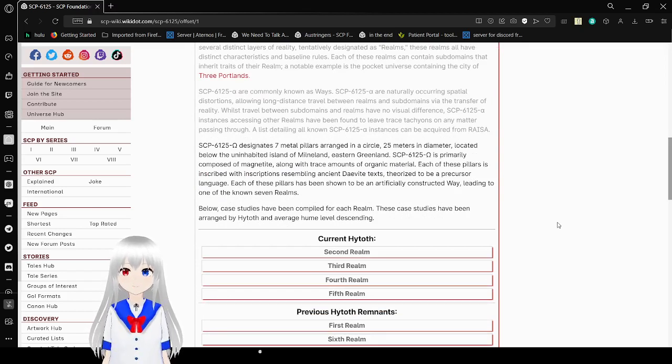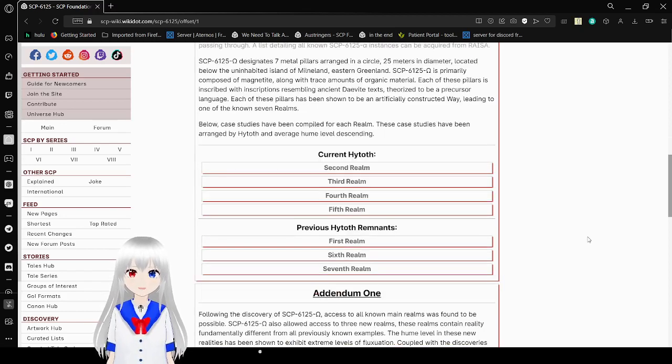SCP-6125 Omega has its 7 metal pillars arranged in a circle 25 meters in diameter, located below the uninhabited island of Milland in eastern Greenland. SCP-6125 Omega is primarily composed of magnetite, along with trace amounts of organic material. Each of these pillars is inscribed with inscriptions resembling ancient Davite texts. Each of these pillars has been shown to be an artificially constructed way, leading to one of the known 7 realms.